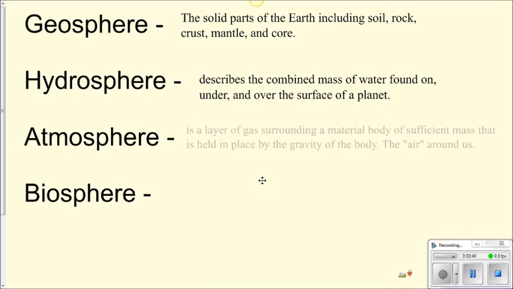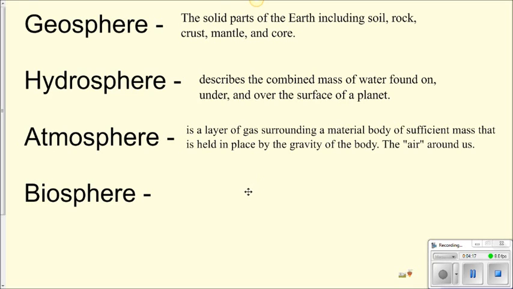Next up, we have the atmosphere. Again, it's that layer of gases that surrounds our planet, held there by gravity. We kind of think of it as the air around us. We don't think a lot about the atmosphere as being a reservoir of molecules, but it stores a large number of gases and materials that have an impact on us or that we need, obviously, like oxygen, for example. And of course, we know about carbon dioxide that plants use.